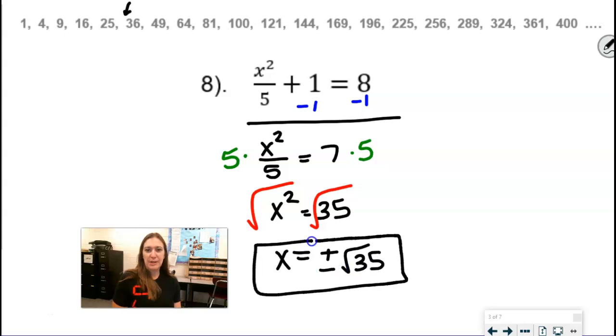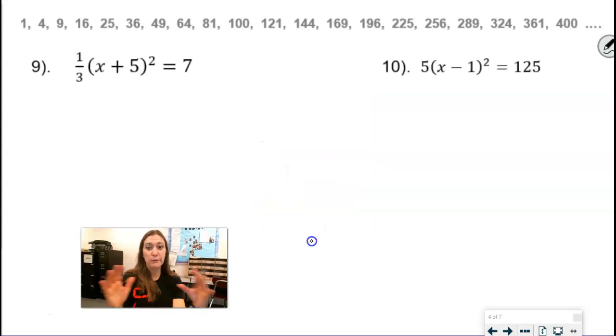That plus or minus is usually where I get kids. They forget it. It's easy to forget, but in the instructions, I usually put, don't forget you have two solutions. So hopefully that reminds you.